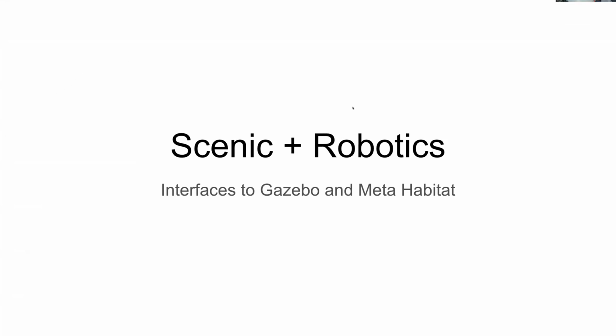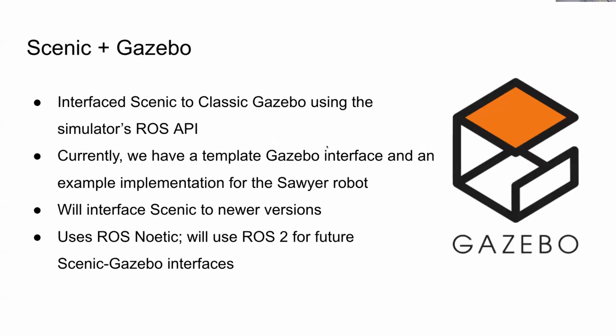All right. So, my name's Kai. I'm a master's student in aviation and aerospace science working on Scenic, and today I'm going to quickly go over some of the recent work on Scenic applied to robotics. Specifically, we're going to quickly talk about the Gazebo and Habitat interface. Due to time constraints, this will be a relatively high-level and very quick view.